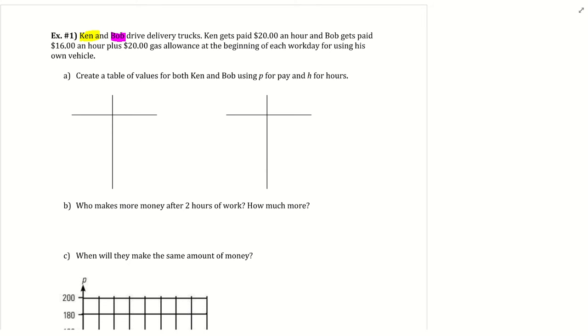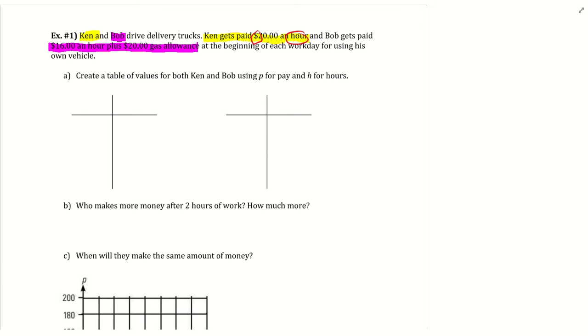So the first piece of information here with Ken is that he gets paid $20 an hour. Now in my previous example, I was saying that the money will be your dependent variable, so that's going to go on your y-axis, and the hour would be time, so that's going to be your independent variable, and that's going to go on your x-axis. So we'll come back to that in a bit. And we'll look at Bob. Bob gets paid $16 an hour, but he also gets $20 for a gas allowance, which is good, and it will make sense in a bit why that's really important information.